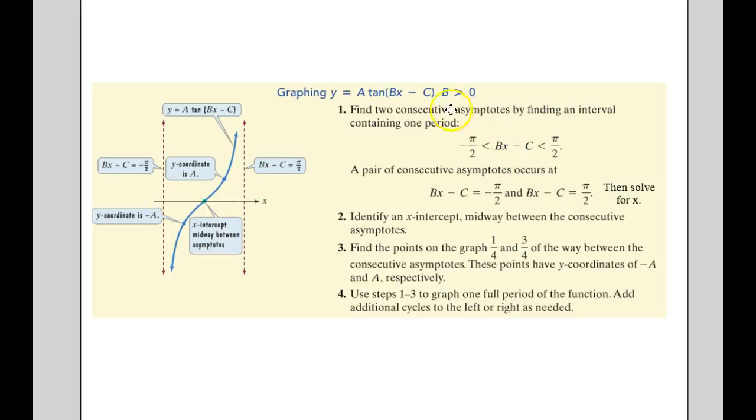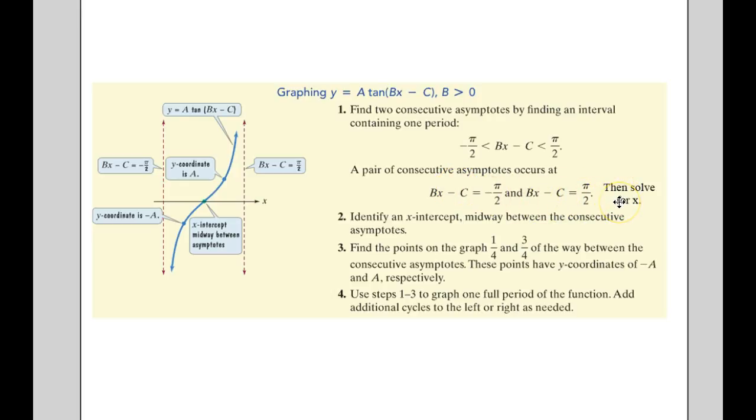Alright, so remember, with tangent we can't put in pi over 2 or negative pi over 2, because that will cause us to have vertical slopes. So whatever bx minus c is, it has to be between those two for us to be able to get a graph. And that's where this is coming from. But when we solve this thing for x, we find the vertical asymptotes, consecutive vertical asymptotes. Alright, so that'll find our vertical asymptotes.